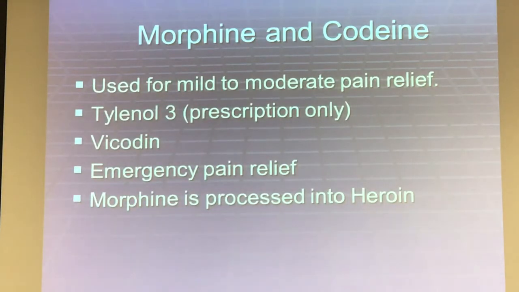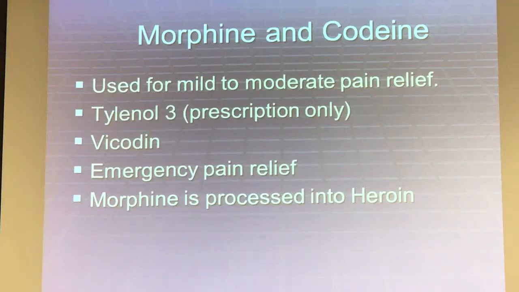Now, morphine and codeine are used for mild to moderate pain relief. Vicodin contains codeine, as well as OxyContin and Norco and a bunch of other generic compounds. Morphine is used for emergency pain relief. If you go to the hospital with a compound fracture or something, and they want to stop you from moving so they can stick your bone back in your body, then they might give you morphine as emergency pain relief. Morphine is then processed into heroin.